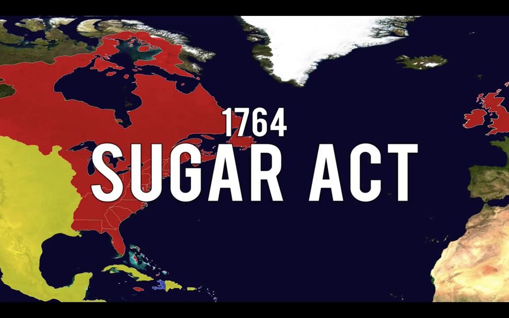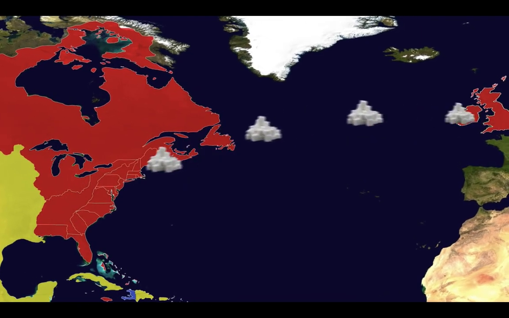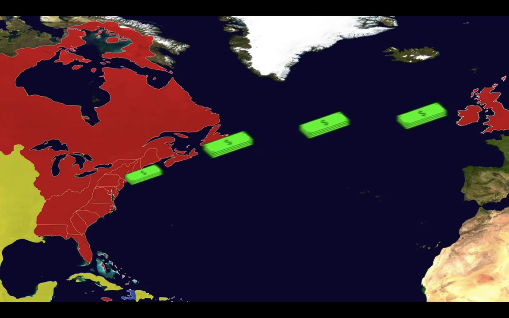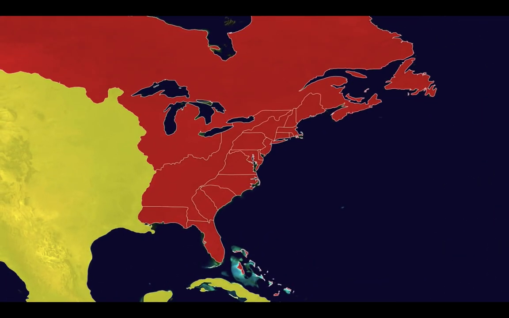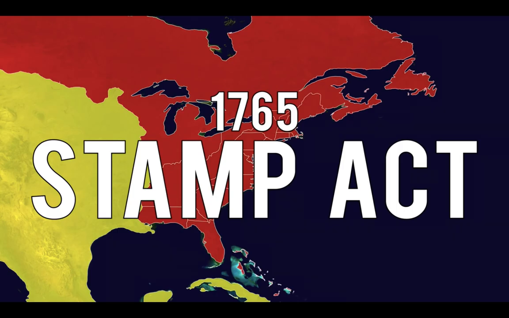In 1764, Britain introduced the Sugar Act, forcing the colonists to import sugar and molasses exclusively from the British and to pay duties on them. Then a year later, they introduced the extremely controversial Stamp Act, and it worked a little something like this.